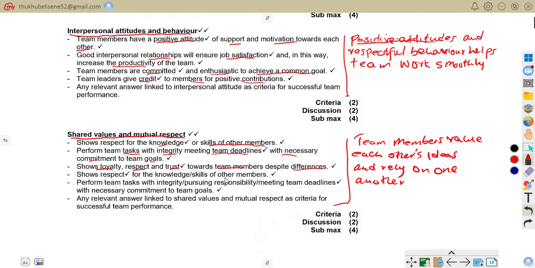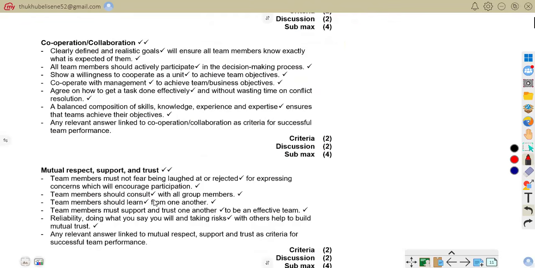So it means they leave their differences at home. All they know is that when we are in a team, we have to work together and respect and trust one another. Shows respect for the knowledge or skills of other members. Perform team tasks with integrity, pursuing responsibility and meeting team deadlines with necessary commitment to the team. That is that.